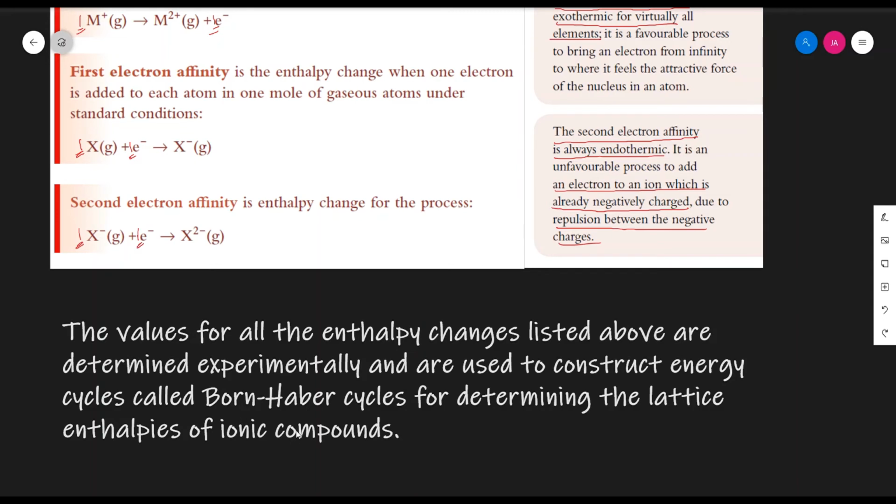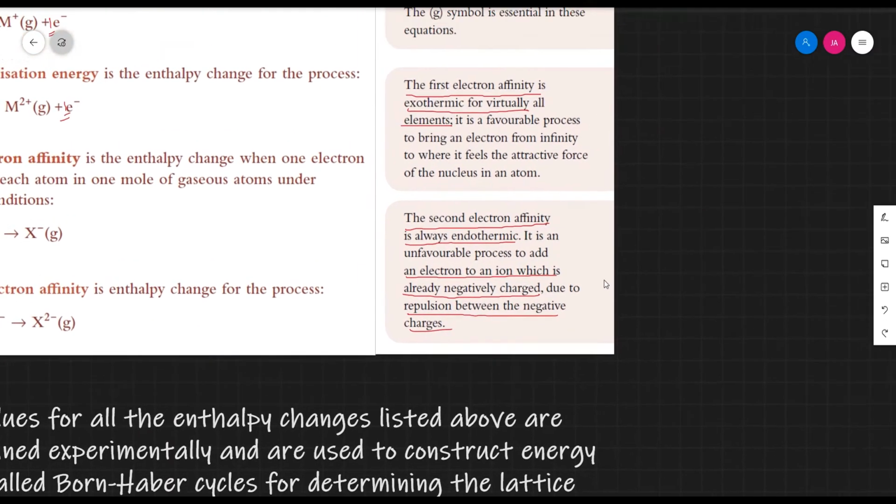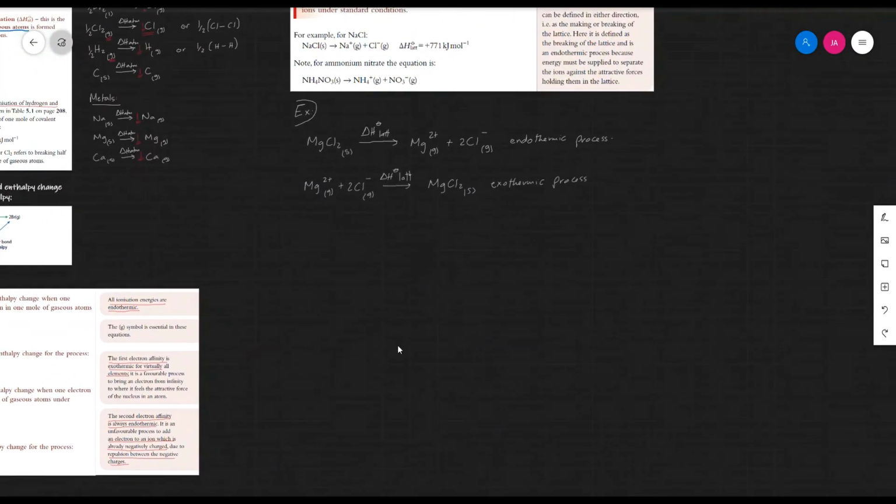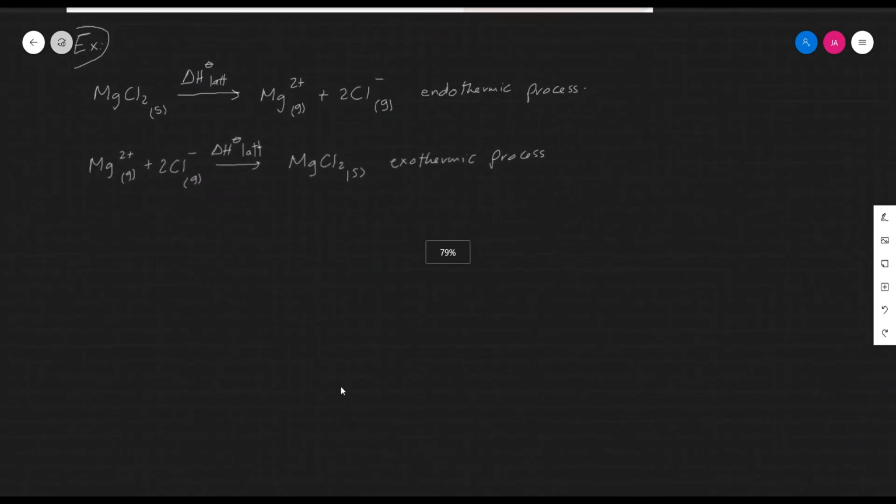It's called Born-Haber, which are the family names of two scientists that came up with the cycle, for determining lattice enthalpies of ionic compounds. Thus, all these processes that were covered so far will be used in the construction of Born-Haber cycles to determine the lattice enthalpies of ionic compounds. Thus, I will explain now what is meant by lattice enthalpies according to this definition here.